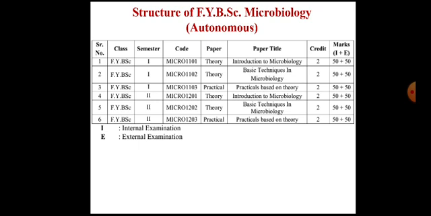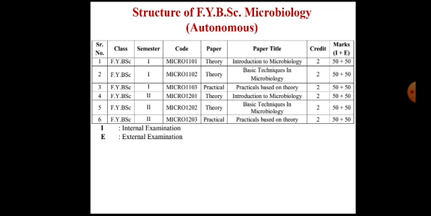You see the seventh column, there is a column of credit. For each paper there will be 2 credits. So for theory paper 1 in the first semester there will be 2 credits, the second paper 2 credits, and the practical paper 2 credits. So in all how many credits are there? 12 credits are there. So it means that you need to complete 12 credits in order to get through FYBSc. So this is in brief the credit structure.